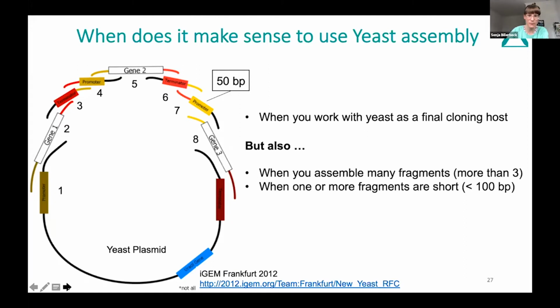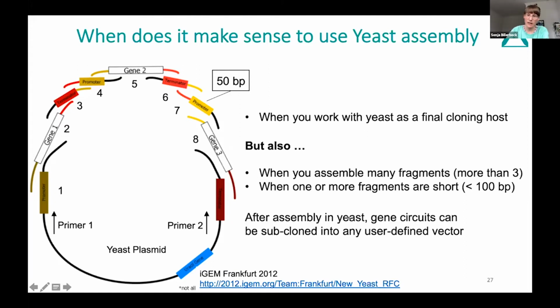And then after assembly in yeast, given your actual host organism is not yeast, you can subclone your gene circuit into any user-defined vector. So for example, you did your assembly of your 8 pieces in yeast, you can then design primers which bind at the ends, and then, for example, use Gibson assembly to subclone that into another vector, and then you only have a 2-piece assembly. And this might seem complicated, but it is actually often the way to go to assemble large circuits.